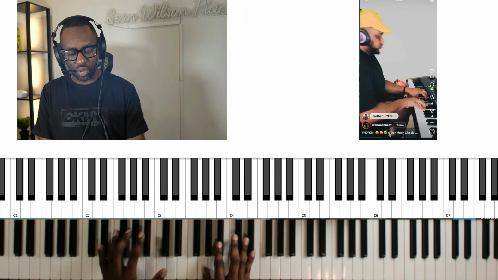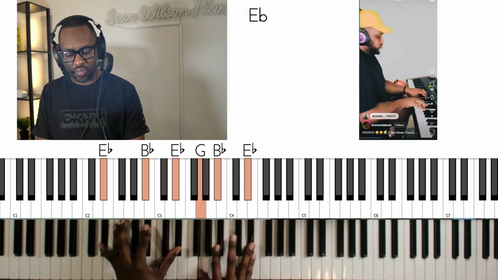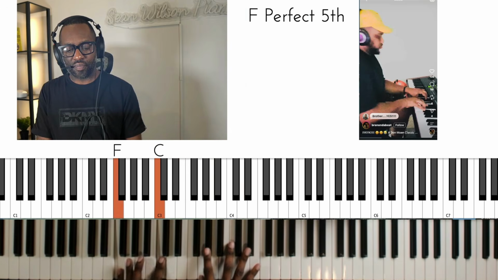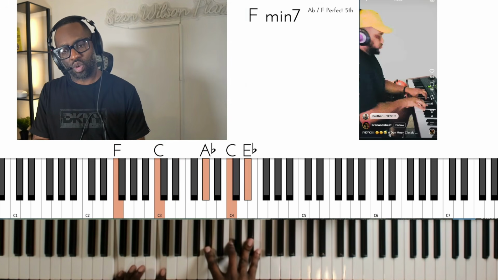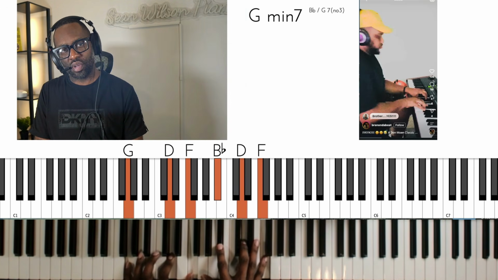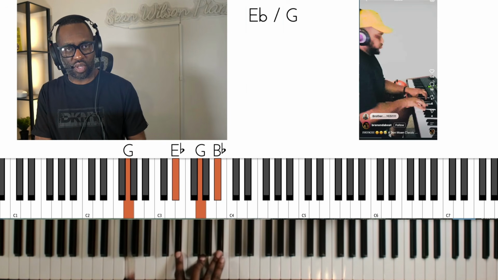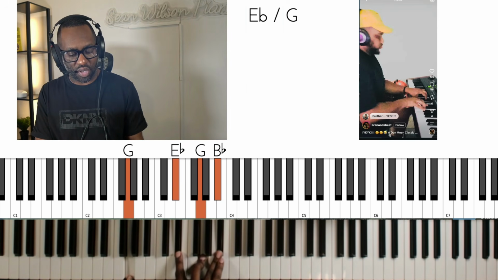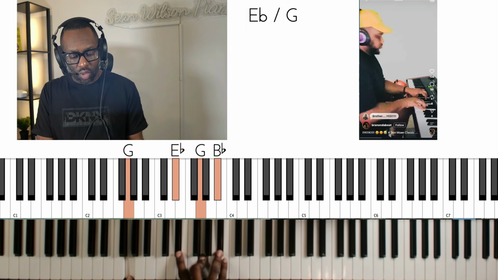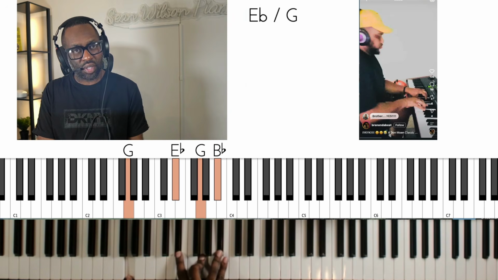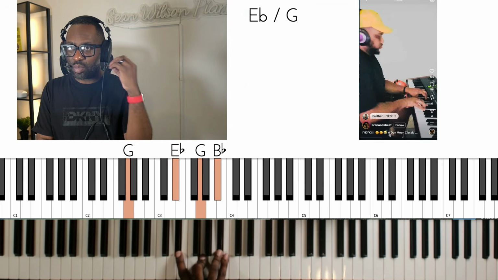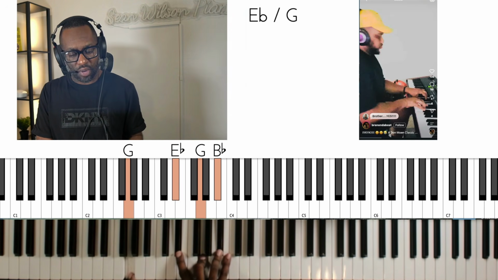So that's what I would call the misplaced 5/1. So we have a 1 chord in the key of E flat. We have a 2 chord. We're going up to the 3 chord. But the 3 chord is really a 1 chord, which is E flat over a G. So my ear wanted to hear this chord like this. My ear was expecting to hear this chord.